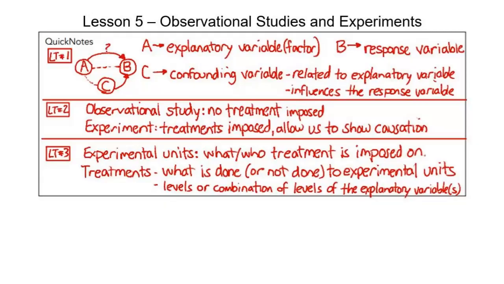So if I say how many factors are there, I'm asking for how many explanatory variables there are. Sometimes there's more than one when we're talking about experiments. Response variable is the ending here, and C is our confounding variable. It is related to the explanatory variable, and it influences the response variable. You will be asked on questions that say, like, name a possible confounding variable. You have to explain how it's related to the explanatory variable, and you have to explain how it influences the response variable. So if you're going to pick something out as a confounding variable, you have to talk about these connections.